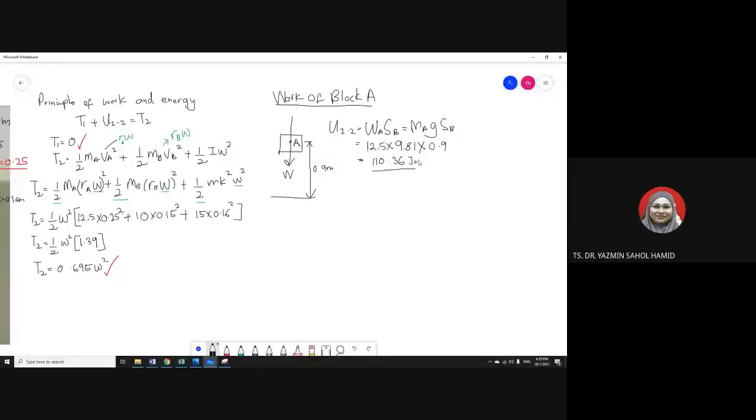Okay, now that is the work of block A due to weight. Now the next one is the work of block B. But the work of block B is due to friction force.